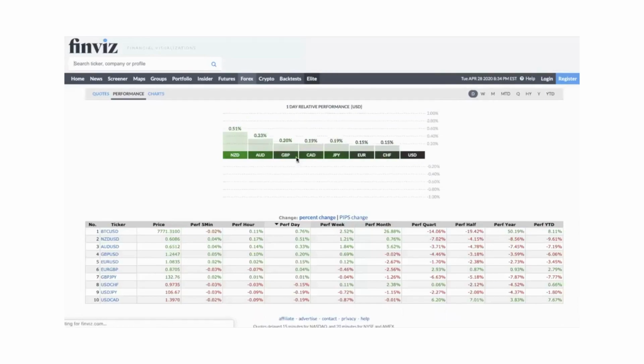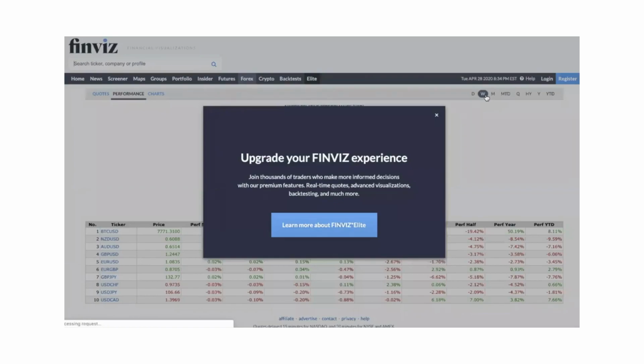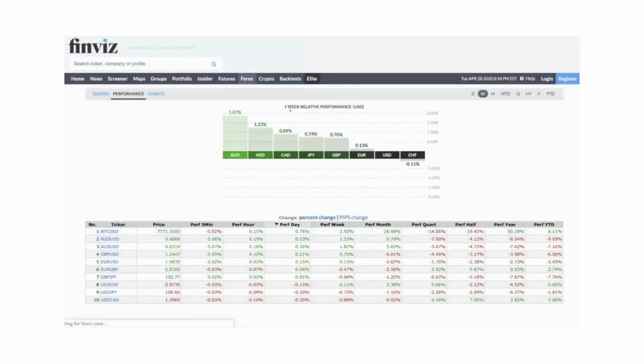Do not use the daily. Please use the weekly. You can see over here they also have FinViz Elite. This is not necessary. This is a free tool, and you do not need to use the Elite. The free tool is good enough. So the first thing to know is that you use the weekly. I know I'm repeating myself a lot, but this is so important, because if you use the daily, you're not going to get very good signals. So the first thing you want to do is shift to the weekly, the 1 week relative performance.